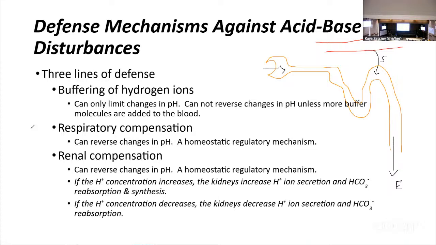Or we can reabsorb more buffer, or even make new buffer. So reabsorbing would pull more buffer into the bloodstream. And we can also do the reverse, right? We can shut down that secretion of hydrogen ions, or we can shut down reabsorption of bicarbonate, as we choose. Right. I'll pick up here next time.